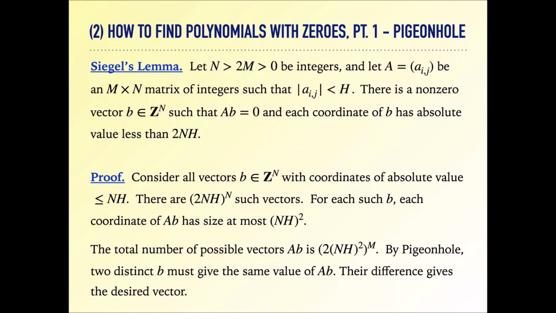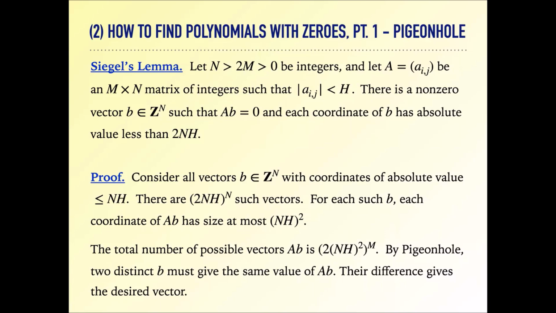And since we assume that n is greater than 2m, 2nh to the nth power is greater than 2nh to the 2mth power. So therefore, two vectors have to have the same image by the pigeonhole principle, and therefore their difference lies in the kernel. Okay, so that's Siegel's lemma. And so we're going to apply this to get our auxiliary polynomial that has a bunch of zeros.